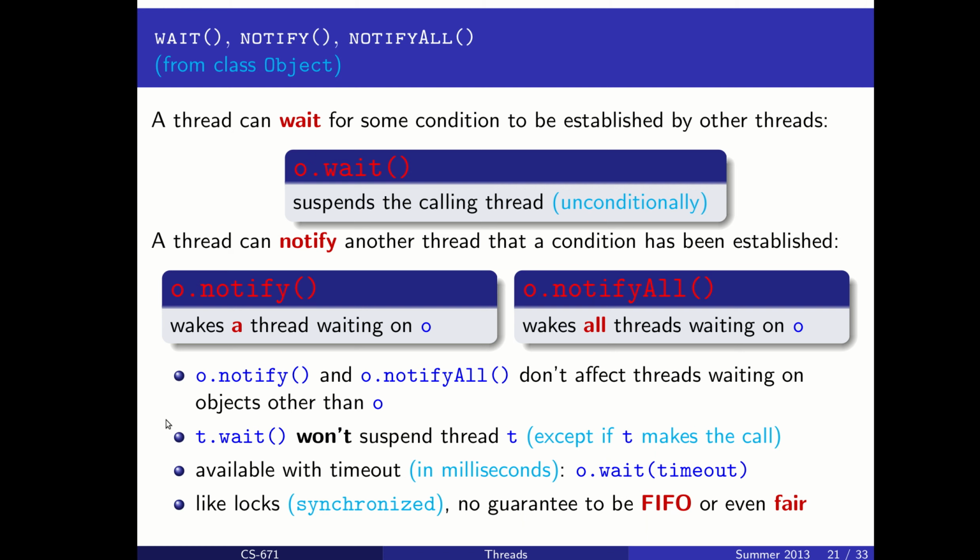Similar to our locks, but not quite the same. It's a notification system rather than a locking system. It's available also with a timeout so that you can tell it how long to wait, and then maybe it gives up and says, sorry, network connection timed out, or something like that. It is like locks in that there is no guarantee to be first in, first out, or fair when you notify just one thread. It may not notify the thread that's been waiting the longest. It may just pick a thread and notify it.